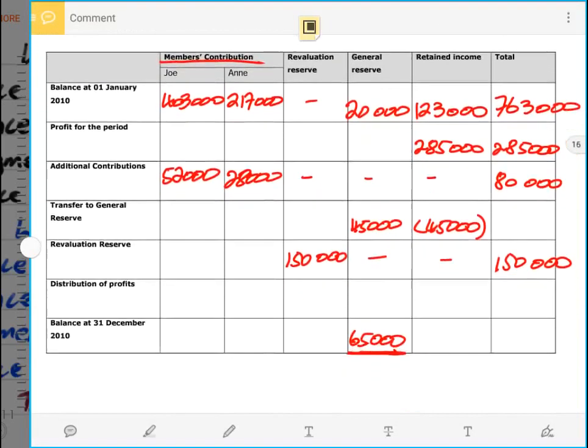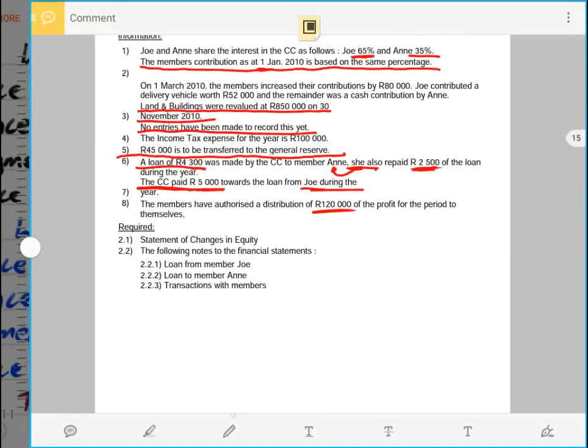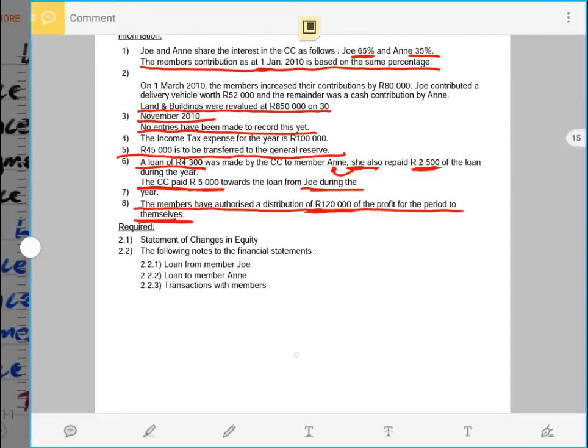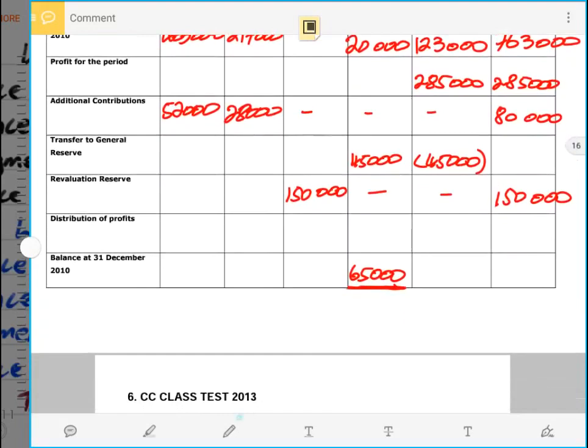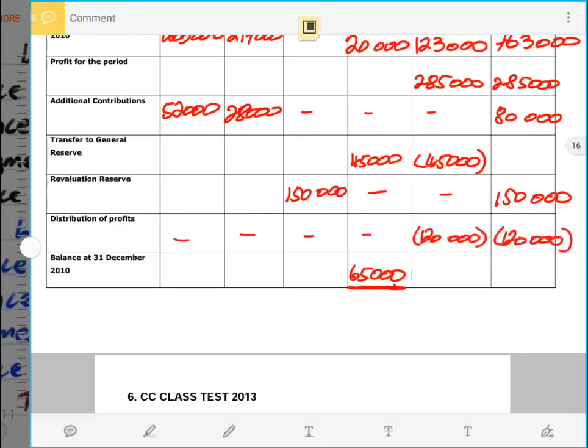Then after we have the distribution of profit, and I think there was a portion of the profit that was distributed to members. It says the members have authorized the distribution of 120,000 rands of the profit for the period to themselves. So now this is the total of 120,000 rands that must be distributed to the members, and it will be taken out of the retained earnings column, because we are taking a portion of the profit and distributing it to the members. Therefore, now it reduces the cash that was to be retained by the business.